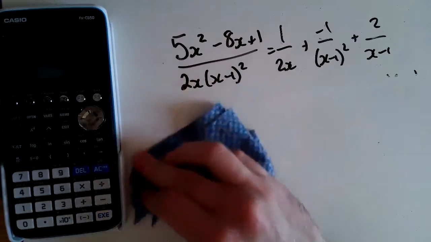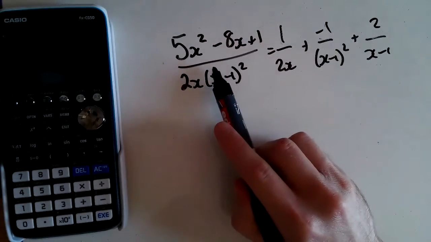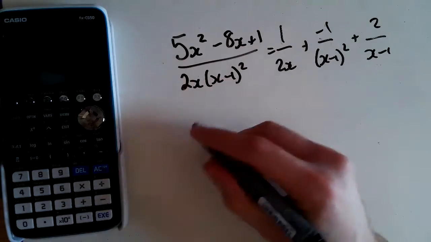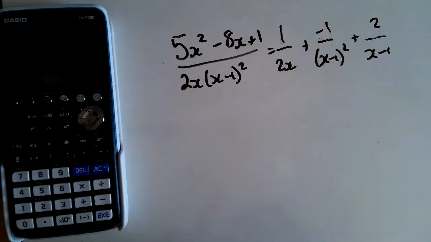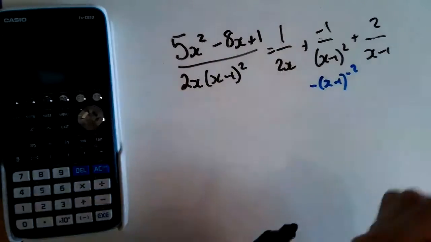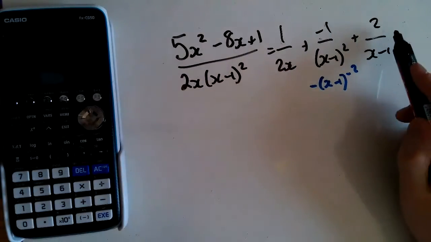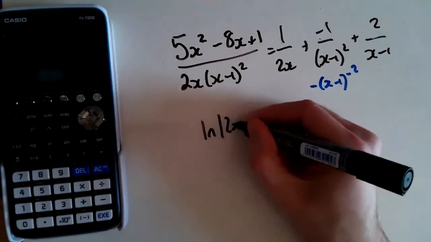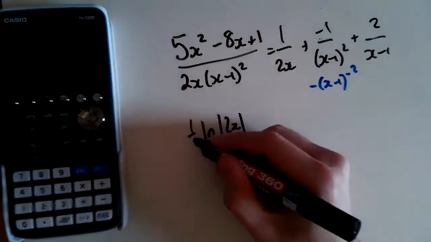The next one asks us to integrate this. Well, instead of integrating that, I can integrate this. First of all, just to help, I'm going to write this bit here as minus (x minus 1) to the minus 2. Now these have got powers of minus 1, so therefore they're going to turn into ln's. So this first one is going to be ln 2x, but if we differentiate that, we get a 2 in the top, so I need to divide by 2, so I get a half.